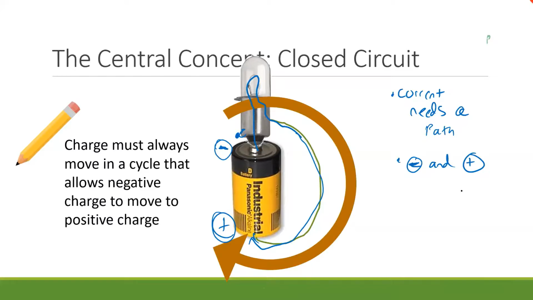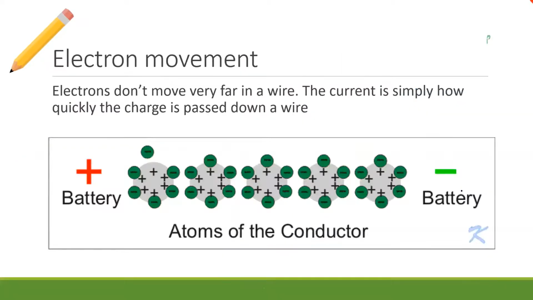Okay. So let's talk about electron movement. Now, I find this slide really interesting because it actually sort of breaks down a really big myth about circuits, and essentially about current. Electrons don't actually move very far in a wire. The circuit is simply how quickly the charge is passed down a wire. And this is one of the reasons why our theory breaks down.